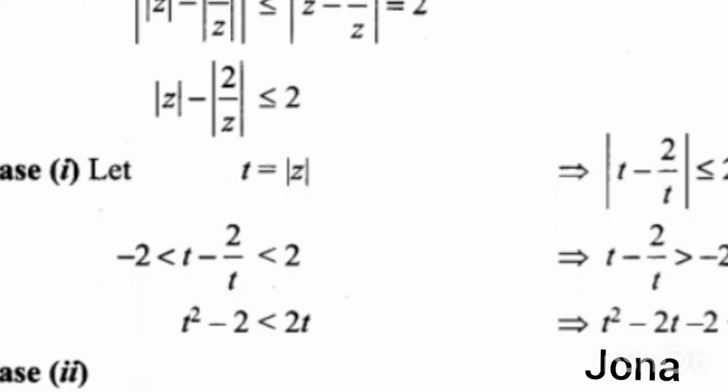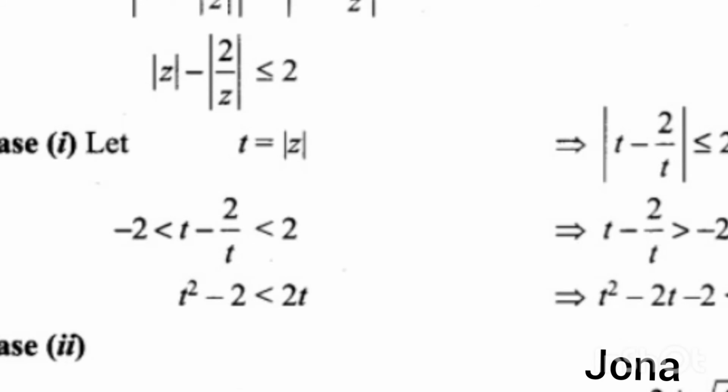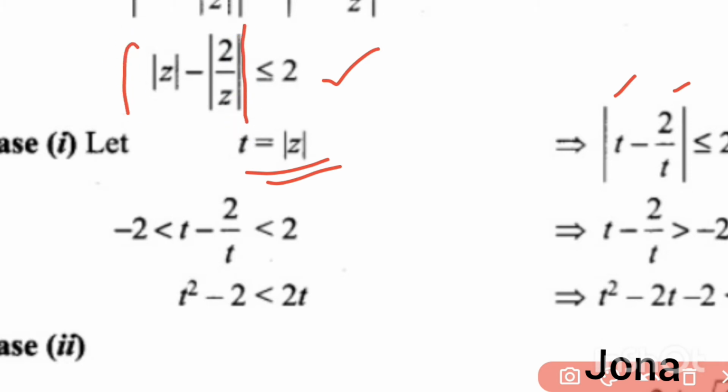In the first case I want to take modulus of z as t. So we can substitute modulus of z as t. We can have modulus of t minus 2 by t less than or equal to 2 here. Here we should put the modulus value there, less than or equal to 2. And then I can write this as t minus 2 by t, here we have 2, isn't it?